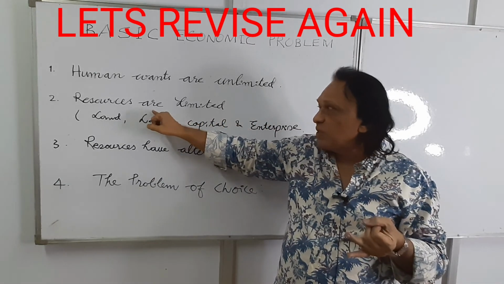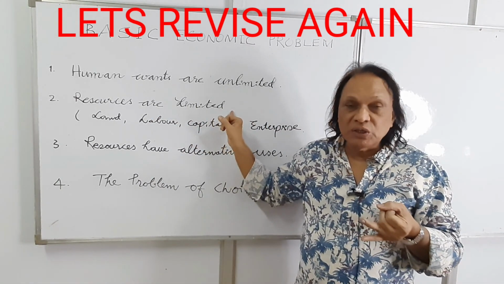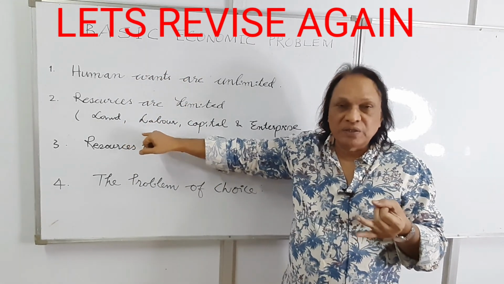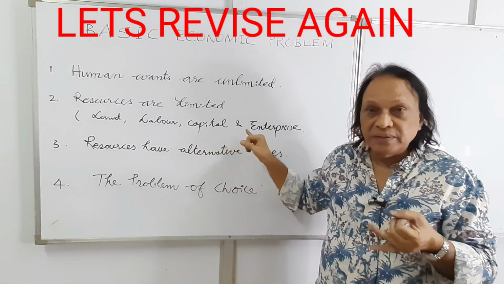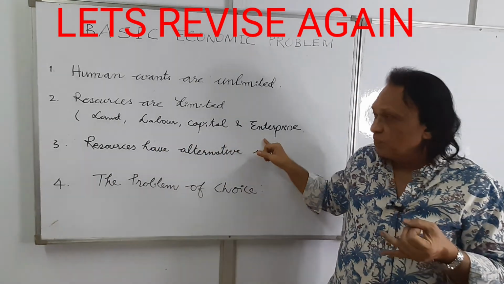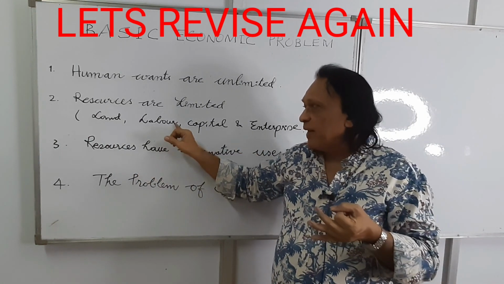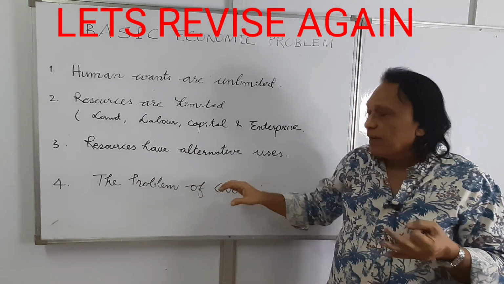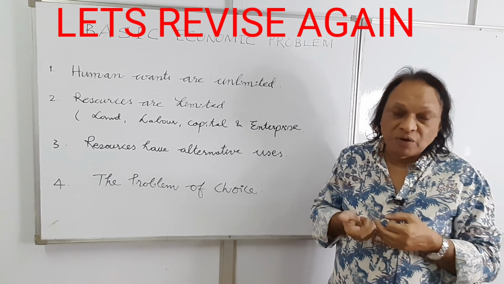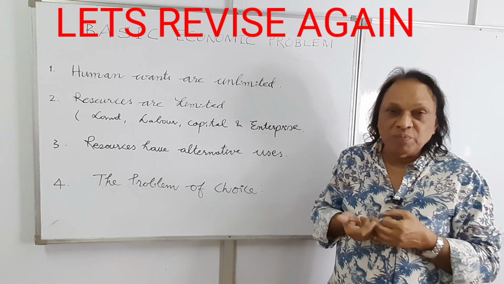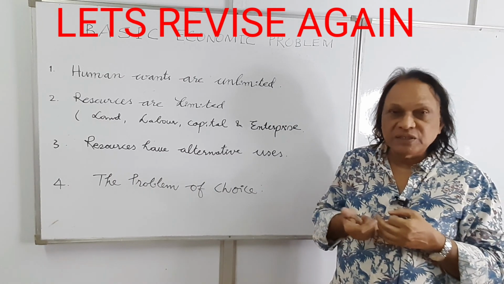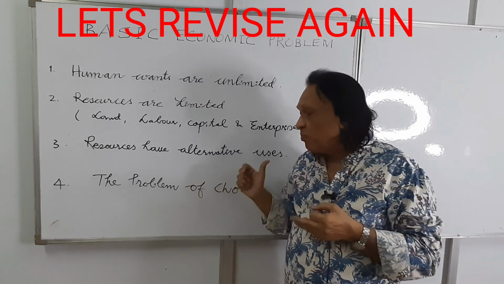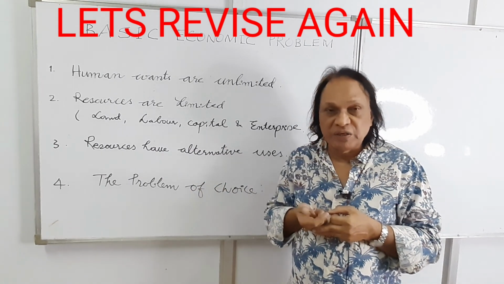The second point is resources are limited or scarce. All the resources of the economy, I told you, can be classified into four factors of production, that is land, labor, capital and enterprise or entrepreneurship. The third point is these resources are limited and scarce, but they do have alternate uses. And the last one, that's why we have a problem of choice. This problem of choice is the basic economic problem. All the economies have to face it.